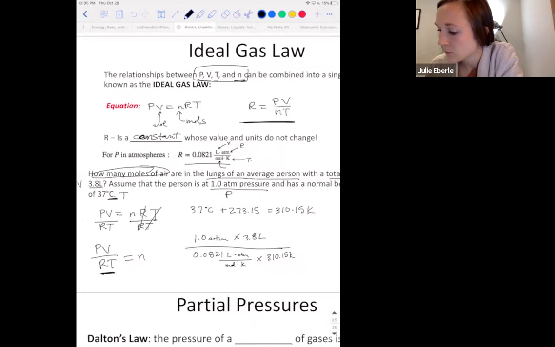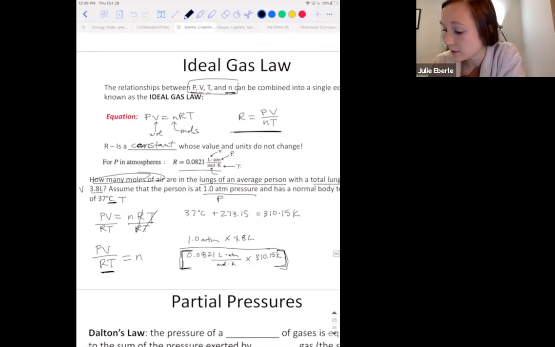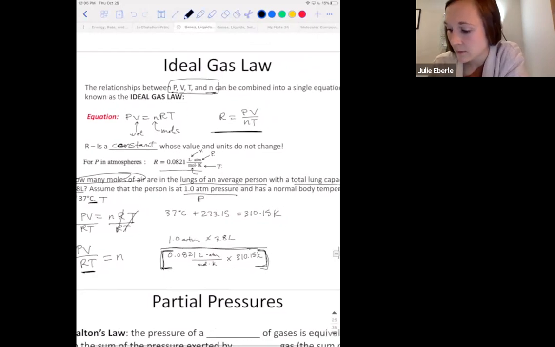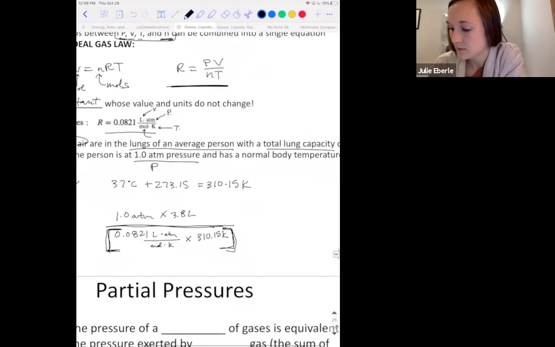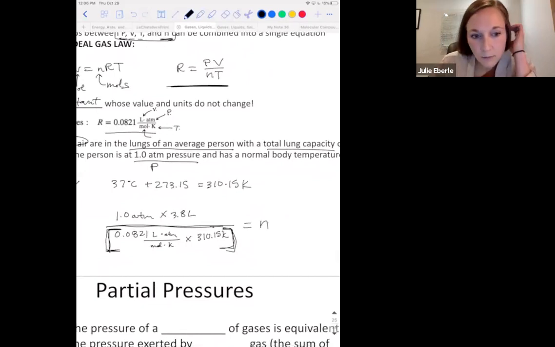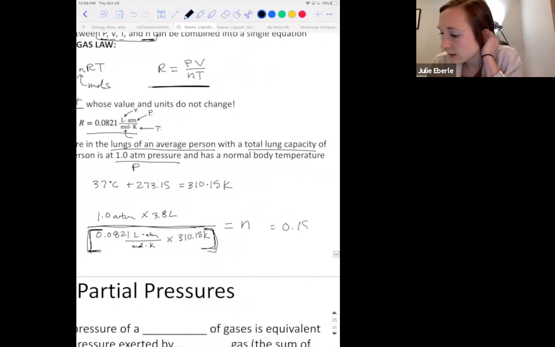So 1 times 3.8, and then here's the deal too. Put this in parentheses in your calculator. If not, you will not get the right answer. You'll divide by R, but your calculator will actually multiply by T unless you put it all in parentheses, if you're doing it all at once. Sometimes people like to multiply R and T, get a number, multiply P and V, get a number, and then divide the two. That's fine. But 1 times 3.8 divided by 0.0821 times your temperature. Anybody have the answer for us? That equals N. 0.15, so that equals 0.15 moles, okay?